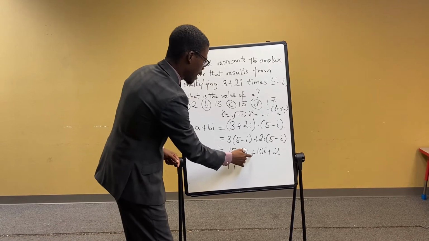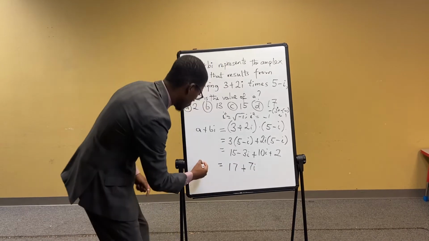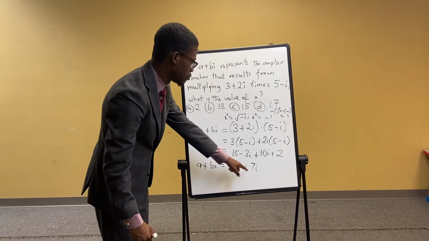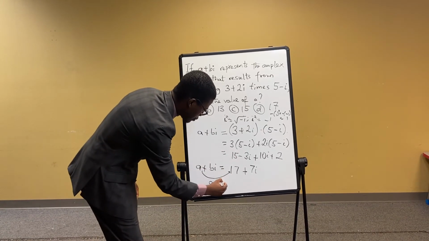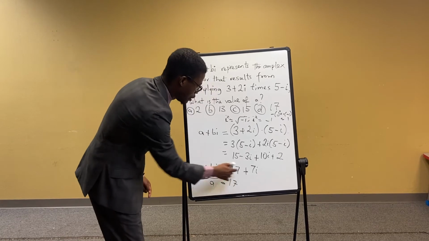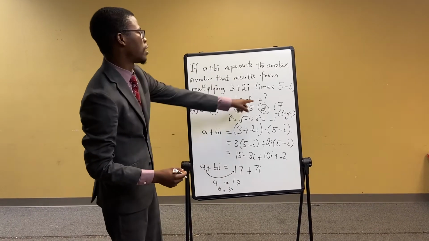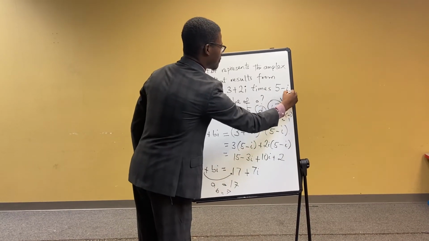Then negative 3i plus 10i is what? Plus 7i. So this looks like this: A plus Bi equals 17 plus 7i. Then it follows that A is what? 17. And B is 7. But we're asked to find only A. So A is what? 17.